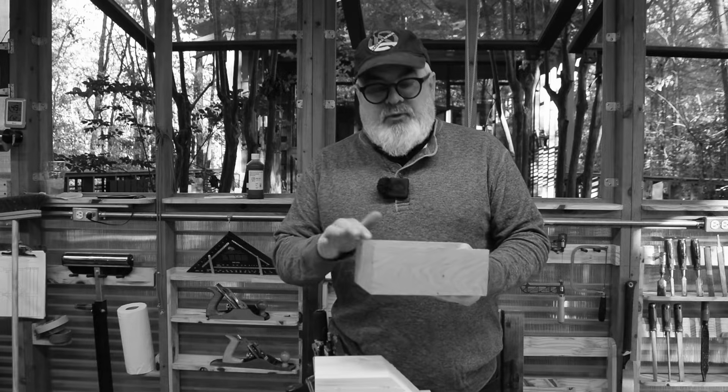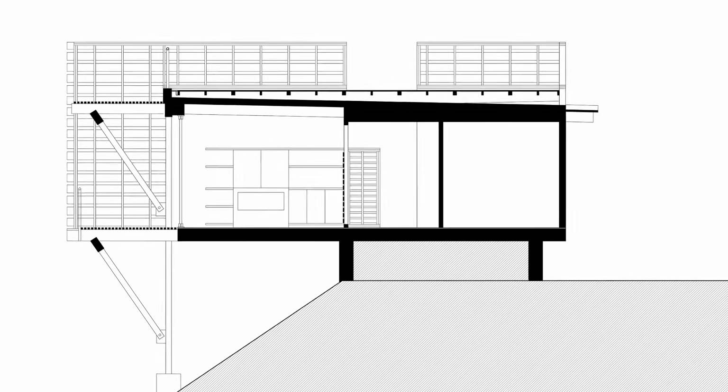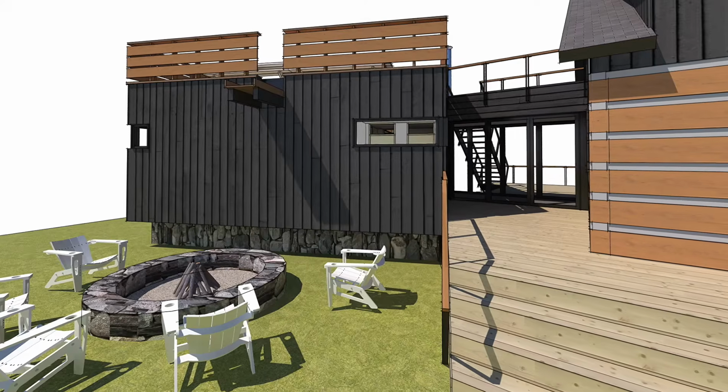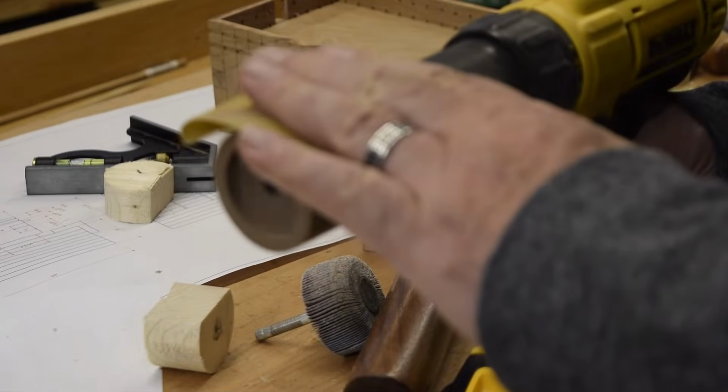There's a low slope roof that goes towards the back, and then there's a deck on top of that roof. And then ultimately there's a scupper so the water can go back into the earth.